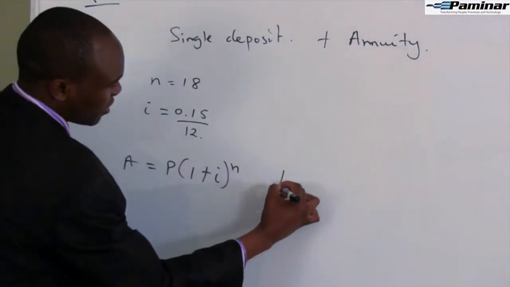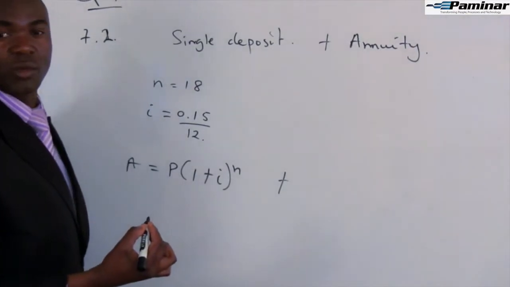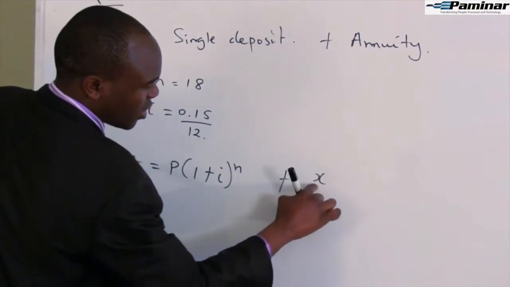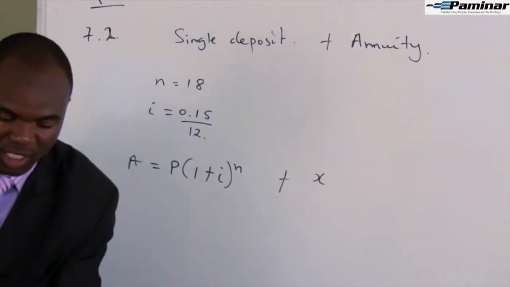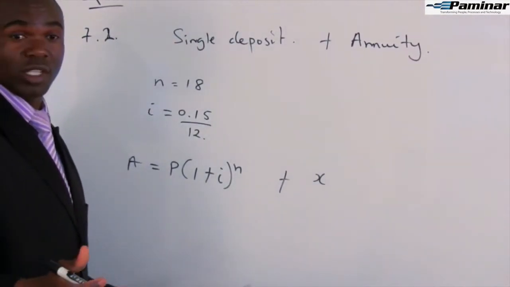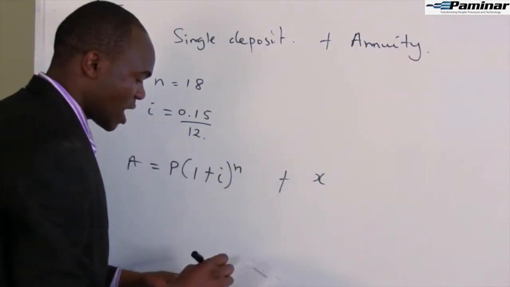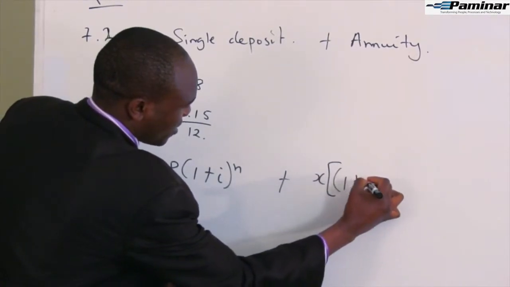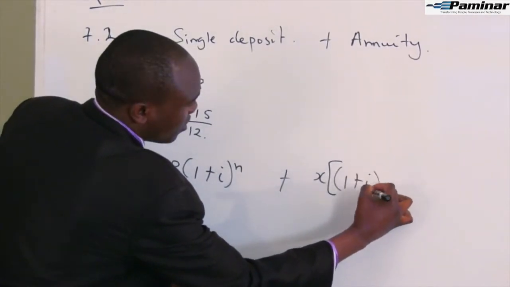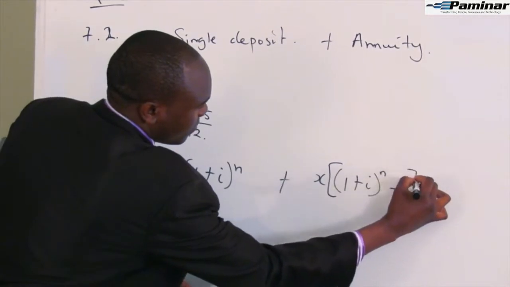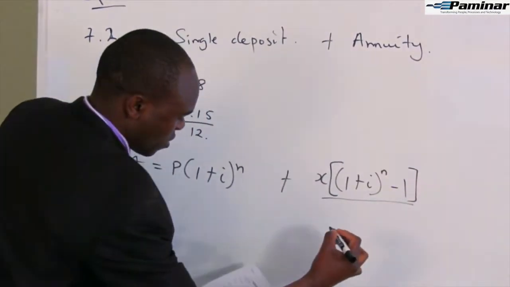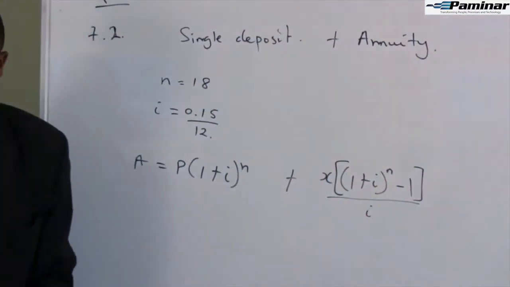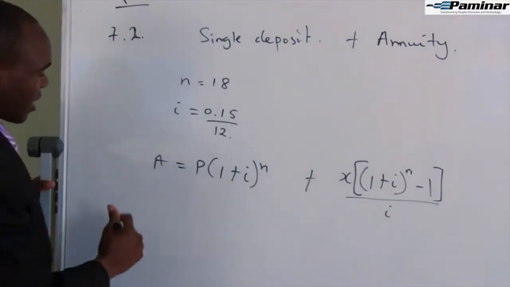Now for annuity, we use the future value. That's it exactly. So we have got X, which represents the annuity. Let me just check on the formula. You can also do the same in the exam. So it's X times (1 + i) to the power n minus 1, all over i.